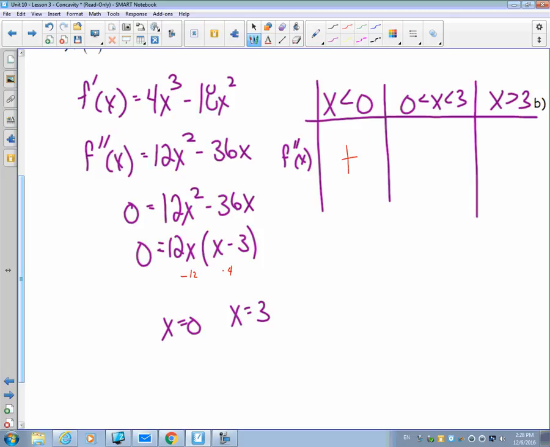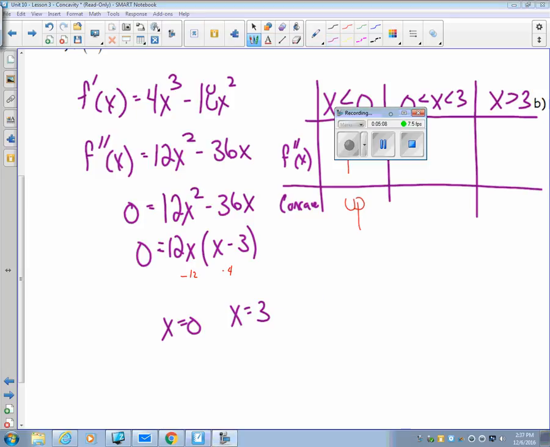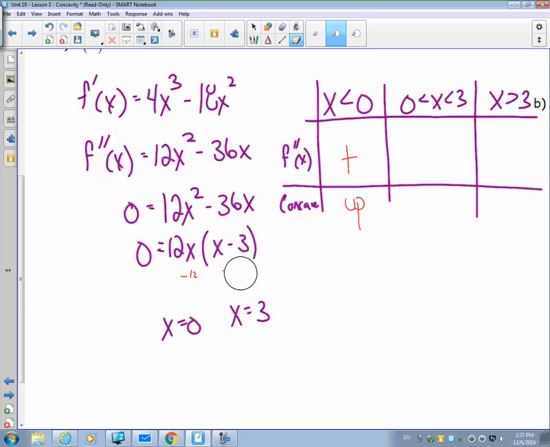Okay, which tells me that this function is concave up right there. So when we're less than 0, we're concave up. If we try the next section, pick a number between 0 and 3. So let's pick the number 1. We'll get 12 and negative 2. And 12 times negative 2 is negative, or in our case, concave down.